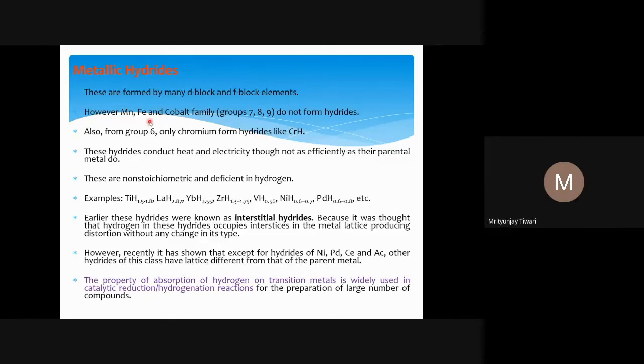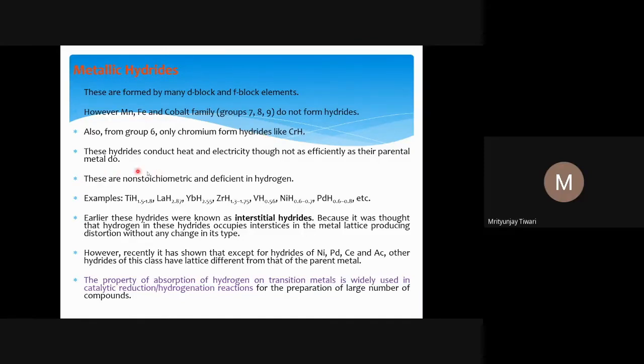However, the manganese, iron, and cobalt families, meaning group 7, 8, and 9 respectively. Manganese is group 7, iron is group 8, and cobalt is group 9. These three families do not form hydrides. Some elements of other families of D block elements also do not form hydrides. For example, in group 6, the chromium family, only chromium forms hydrides like CrH. The elements which come below chromium do not form hydrides.